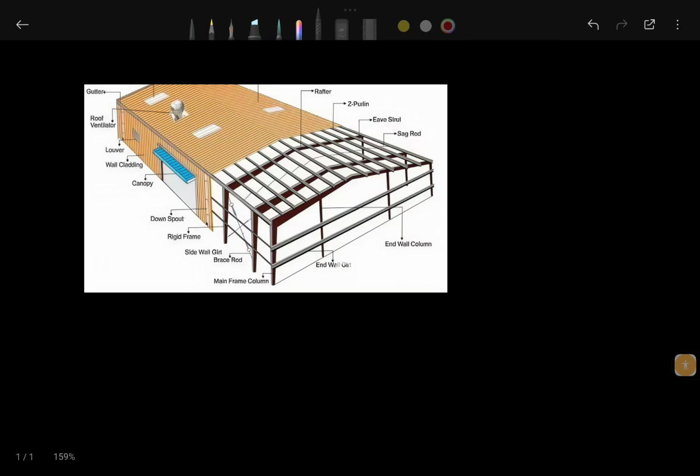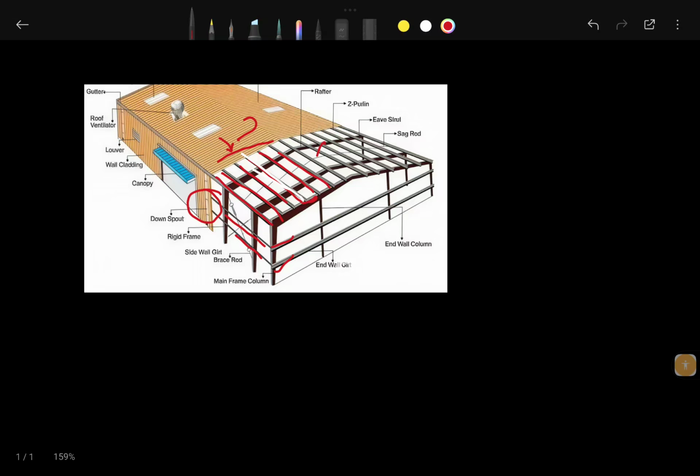Hi friends, in this video we will see the details of purlin design. This purlin is basically provided to safely transfer the sheeting load to the rafter. So this is an intermediate part of our PEB structure, and these girts are provided to hold the sheeting.